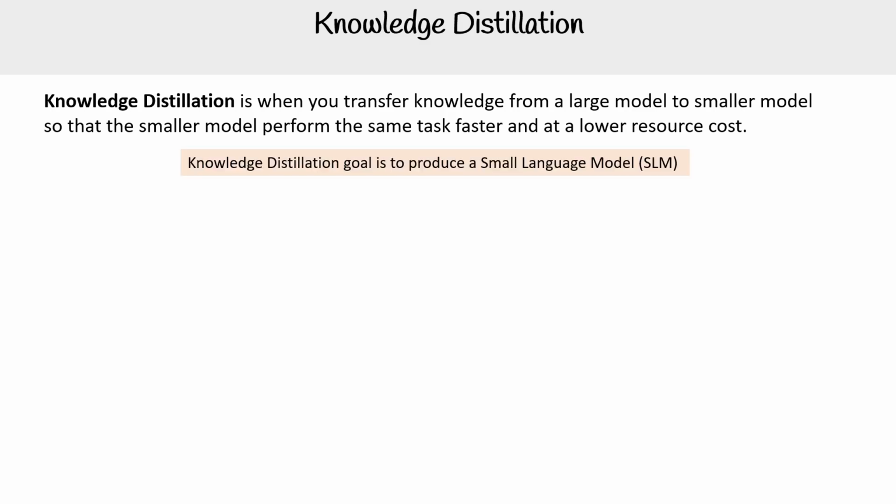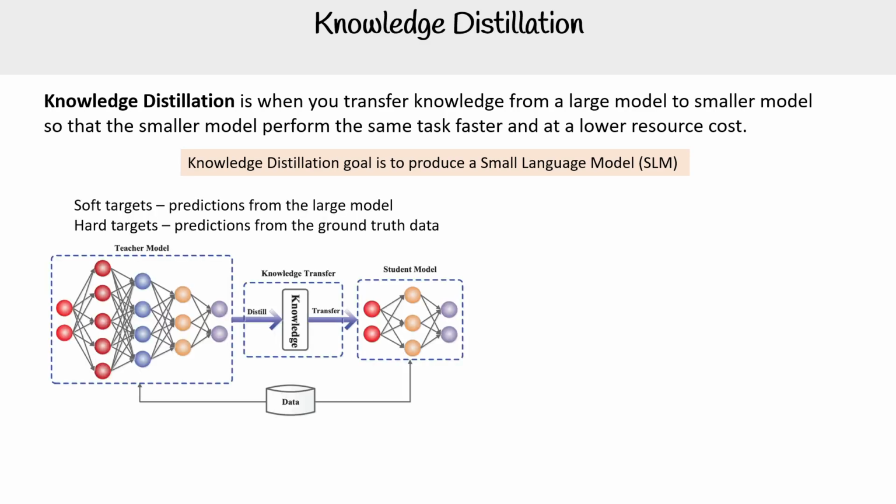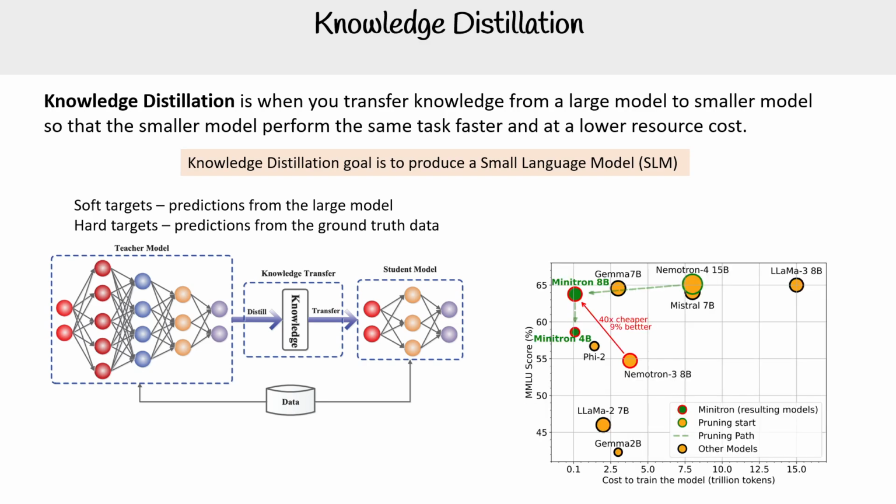Knowledge distillation's goal is generally to produce a small language model because you're making a faster, smaller, efficient model. It is a complicated process, and so the greatest implication that I can give to you for knowledge distillation is that you have predictions that are made from the larger model, and you have ground truth data. And so between these two things, which we call soft targets and hard targets, we use that information as we train the smaller model to do something that looks similar to the teacher model.